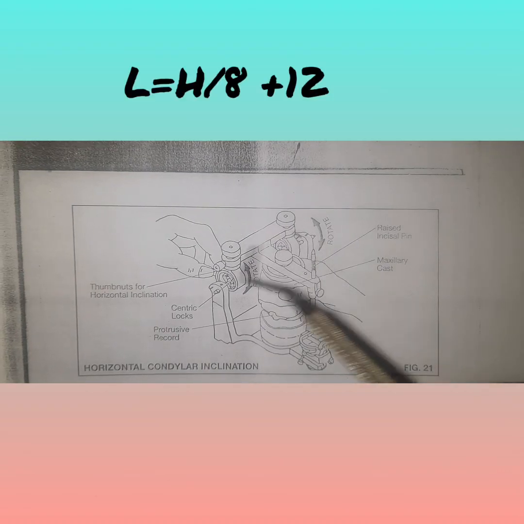That is the Hanau's formula. So by doing this, you have to program the articulator because you have achieved the horizontal condylar inclination as well as the lateral condylar inclination. Once you have achieved that, then you can go ahead with the arrangement of the teeth.